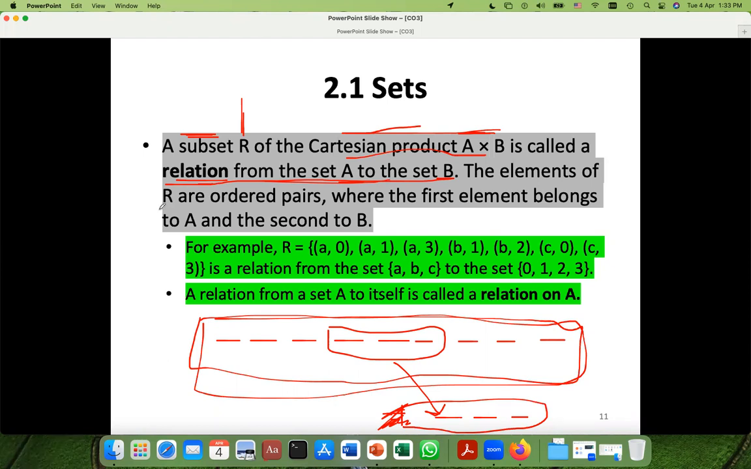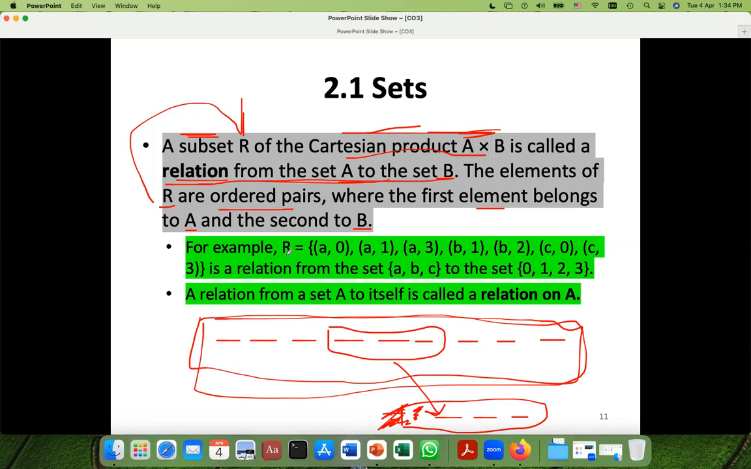And the elements of R, which is a relation, would be ordered pairs. Yes, we know that because this relation R will contain the pairs or triples which are the elements of this Cartesian product. So that would be ordered automatically. And the first element will belong to A and the second element will belong to B, because in this definition we are taking only two sets. We are not taking three. If it were three, then we would say the third will belong to C.